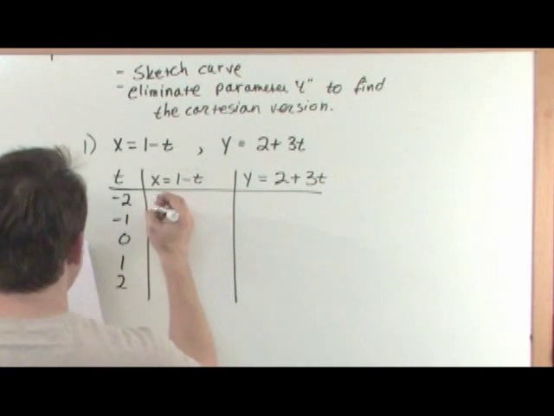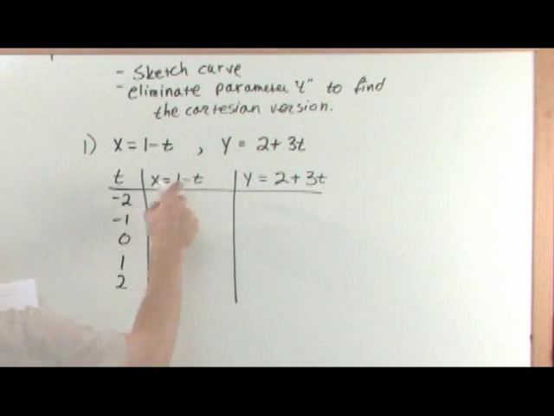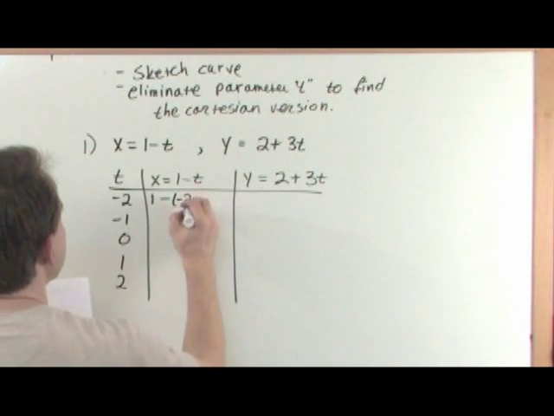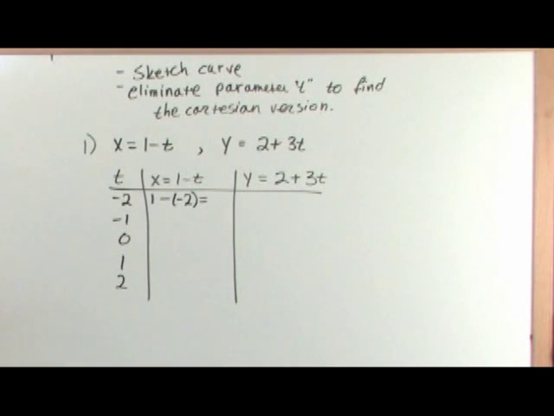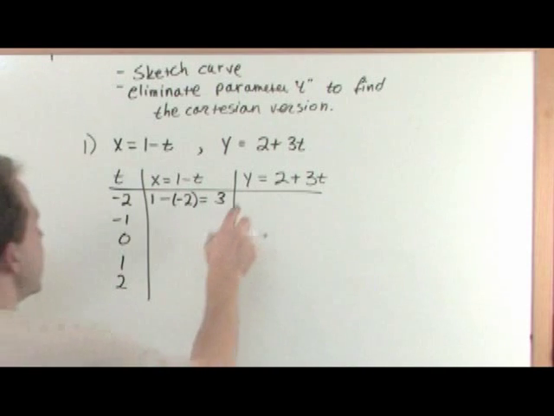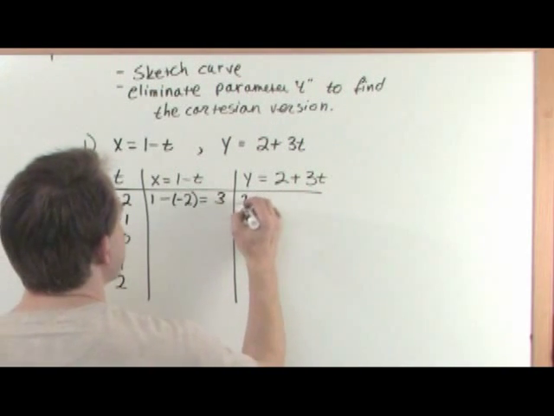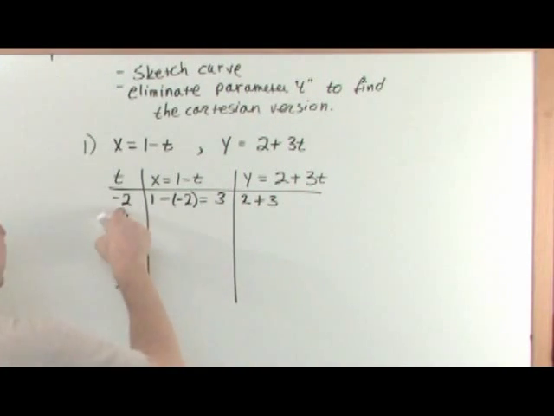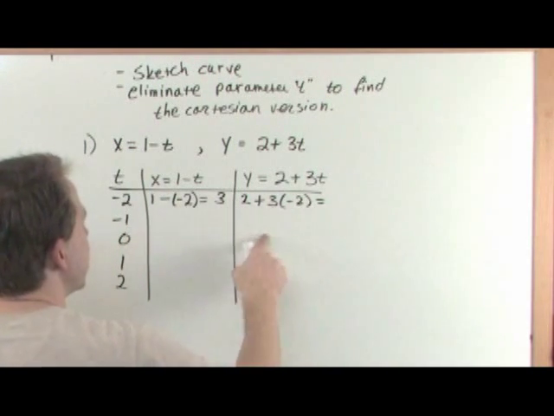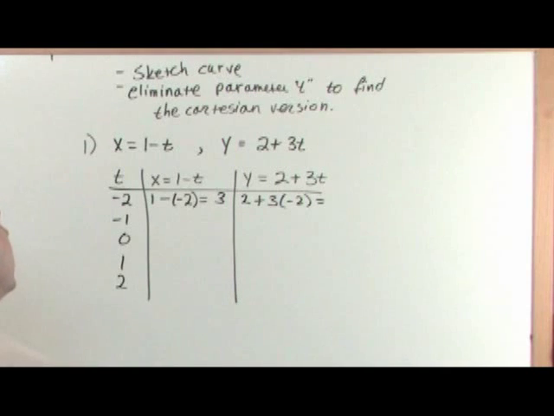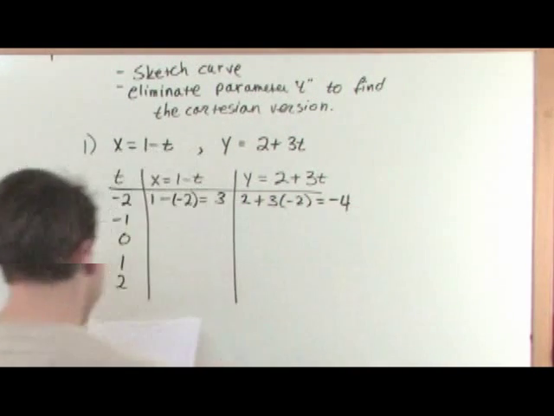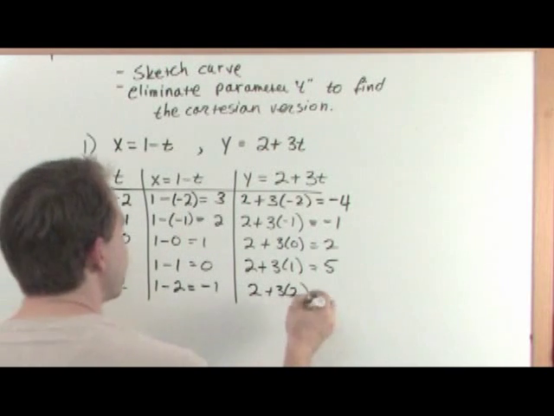Okay, so what we have is x, for x, it's going to be 1 minus t. So it's going to be 1 minus t, which was negative 2, and that's going to equal 1 minus a negative 2 is 1 plus 2, which is 3, okay? And then y is going to be 2 plus 3t, so it's going to be 2 plus 3 times t, which was negative 2, is 2 plus, this is going to be negative 6. So really what it's going to be is 2 minus 6, which is going to be negative 4.